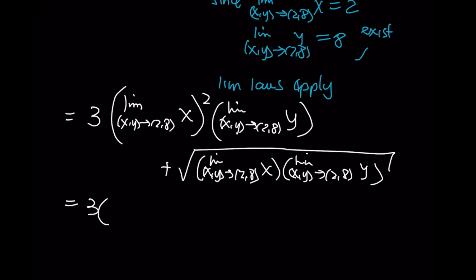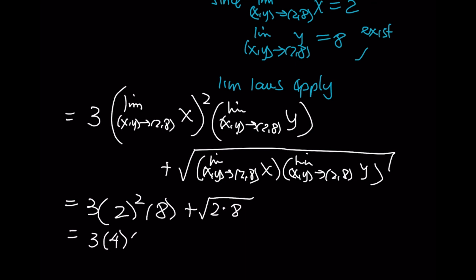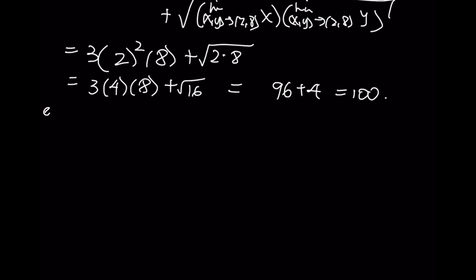And when it's all said and done, we'll have a 3 times a 2 squared times 8 plus the square root of 2 times 8. So that's going to give me a 3 times a 4 times an 8 plus the root of 16. Well, this is going to be 96 plus 4, which is 100. There are some multivariable limits that are more complicated.